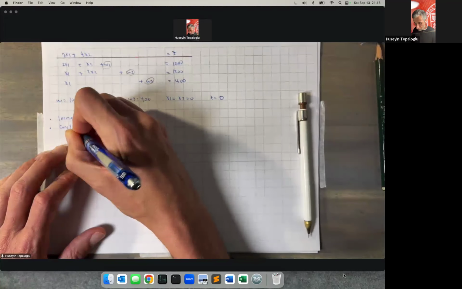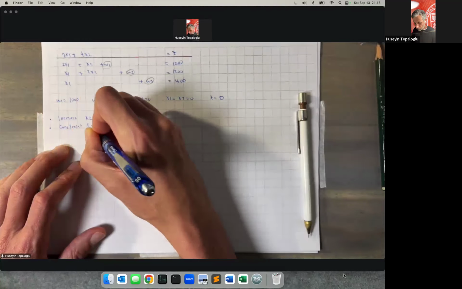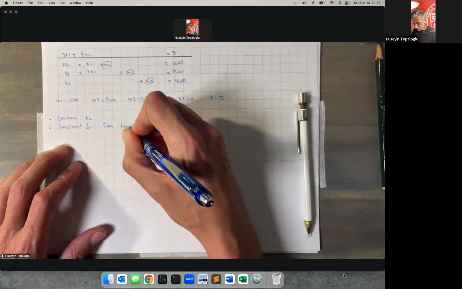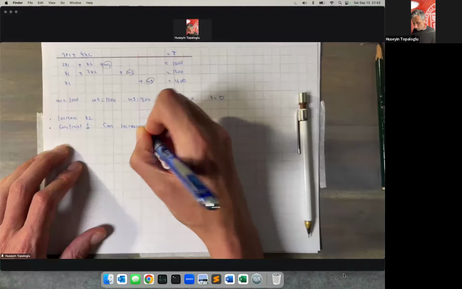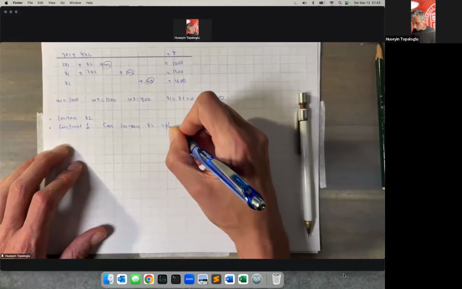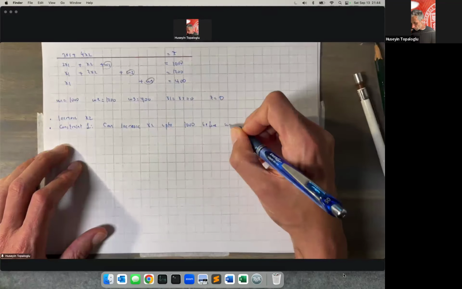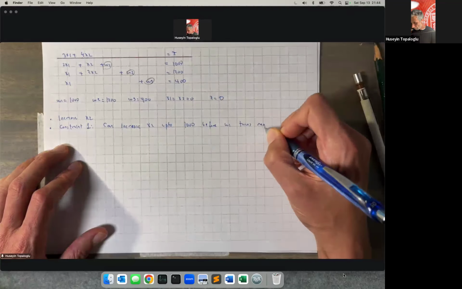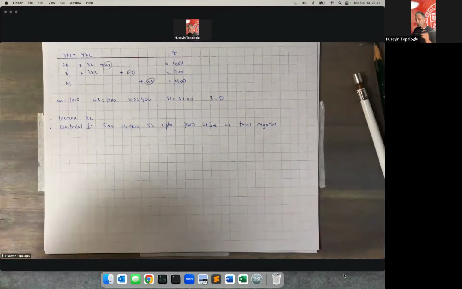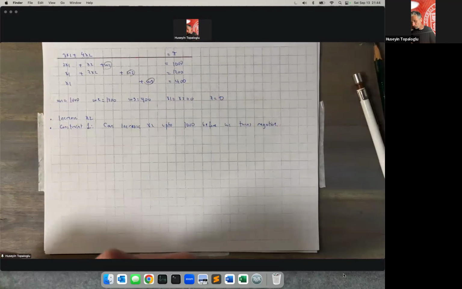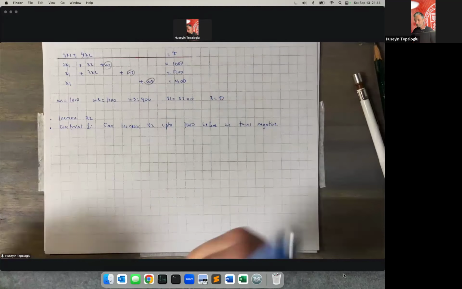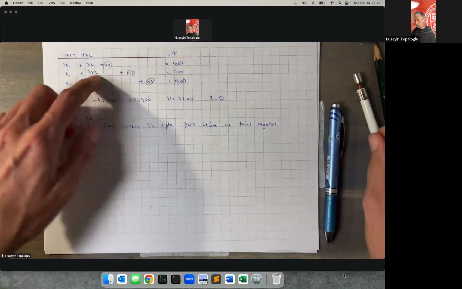So from constraint 1, we saw that we can increase x2 up to 1000 before w1 turns negative. So that's the largest I can increase x2 from the perspective of the first constraint before I run into infeasibility. Let's get to the second constraint.